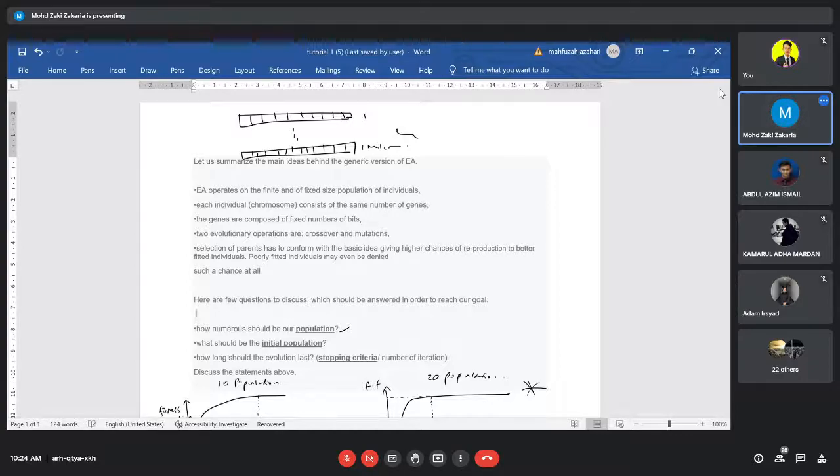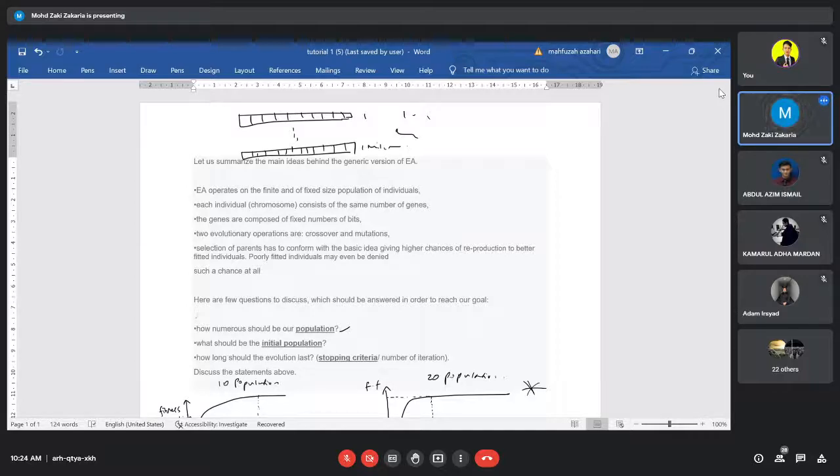Same. And then the gene is composed of a fixed number of bits. The gene, actually we set the number of bits. For example, we have 101010. So that's just it.